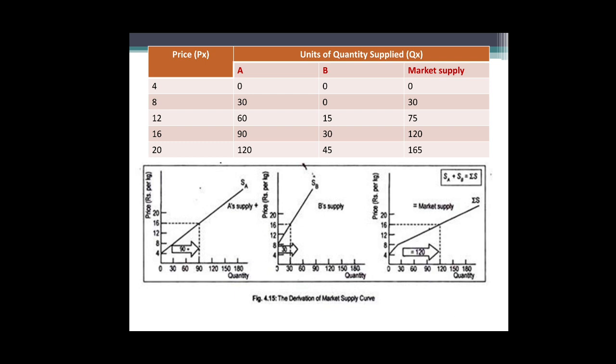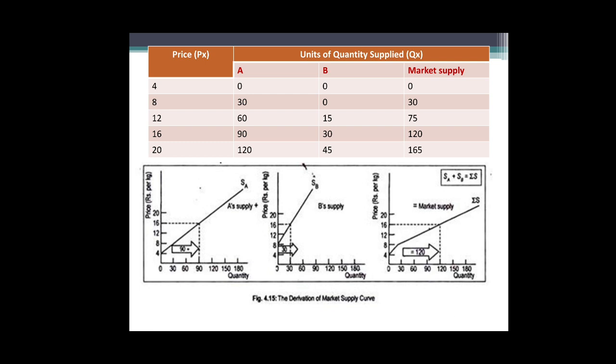Because producer B is less efficient than producer A, that is, B's cost per unit is higher than that of producer A. So at a low price, producer B is not willing to offer good X for sale in the market. Market supply in this case is the same as the individual supply, that is the amount offered by producer A.